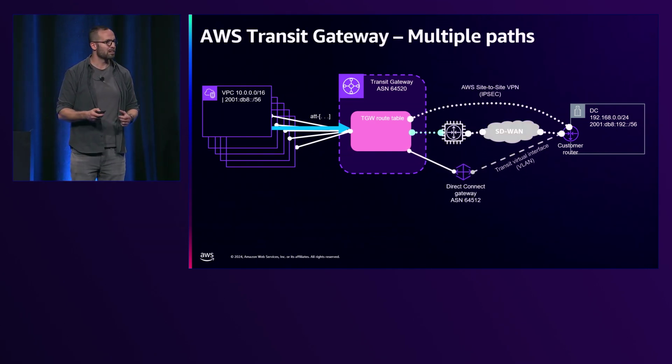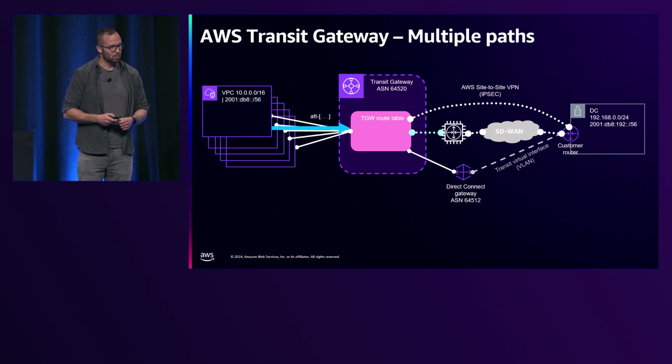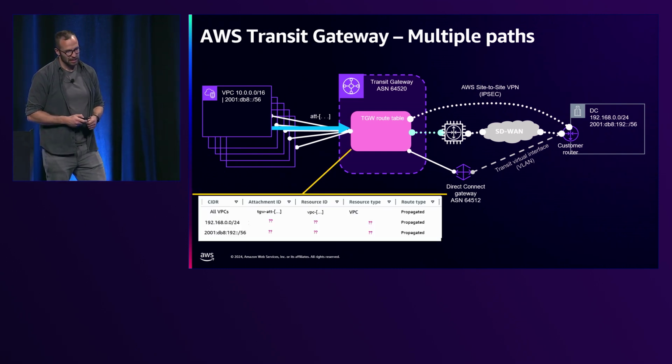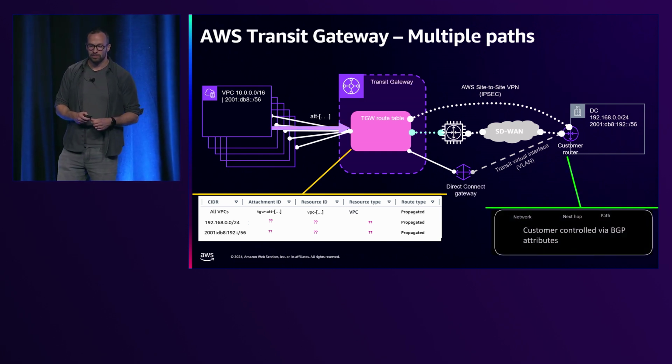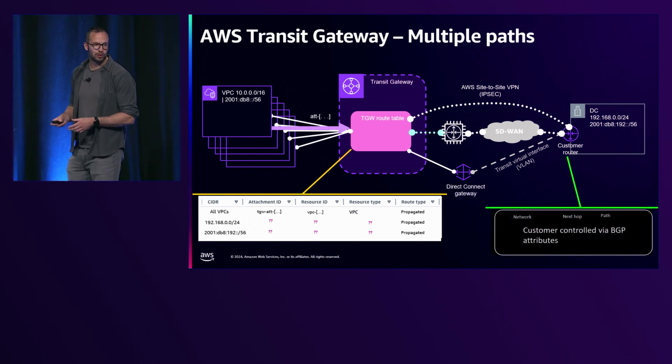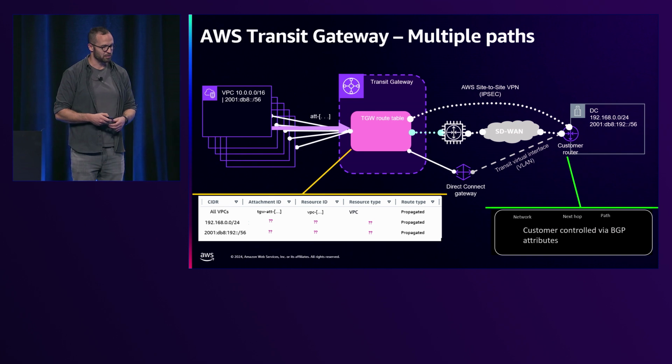Okay, so what happens if you have multiple paths here? Which one is going to be preferred? And which one will you prefer from on-premise? So that last one is easy to solve. Again, your router, you control the logic, so you can decide how the traffic is going to flow.